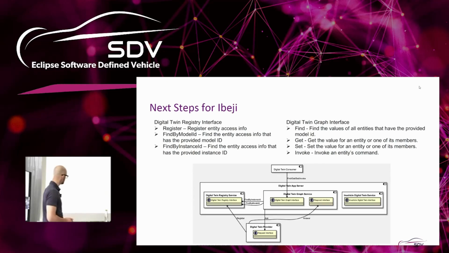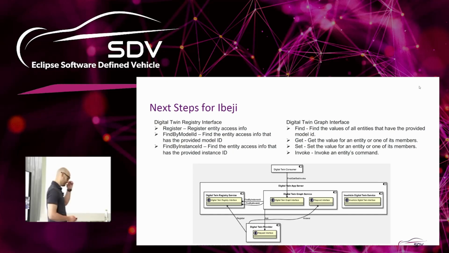So now with this new architecture, the digital twin provider registers its digital twins' access information with the digital twin registry service, instead of the in-vehicle digital twin service. The in-vehicle digital twin service is still there for backwards compatibility, but it'll be deprecated and removed at some point in the not too distant future.